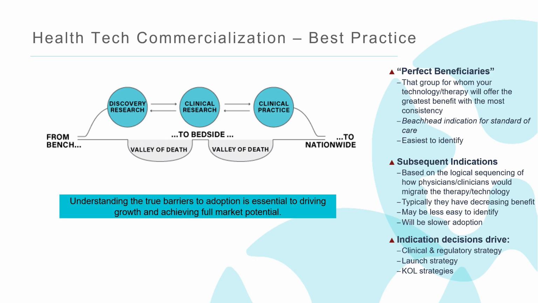Whether you can add additional indications to your product to improve your revenue flow. Typically, these would have a decreasing benefit. Maybe it would be harder to identify, and also it will be slower to adopt, but these are critical for your long-term success of the technology adoption. And then finally, you need to also figure out what are the clinical and regulatory strategy that you need to be taking. What is going to be your launch strategy? What is your strategy in engaging key opinion leaders, both from a clinician perspective as well as an end user perspective?